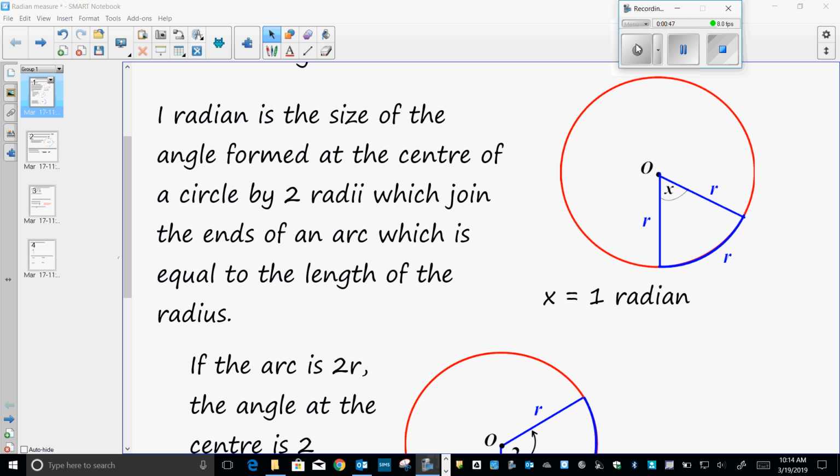Okay, so 1 radian is the size of the angle formed at the centre of a circle by 2 radii. Here's the circle. It's 2 radii, and if those 2 radii, whatever they are, are the same length as this arc, that means that would be 1 radian. So you've got 2 radii, any length. The arc length needs to be the same length as those, not straight across, so the curved bit. That would be 1 radian.